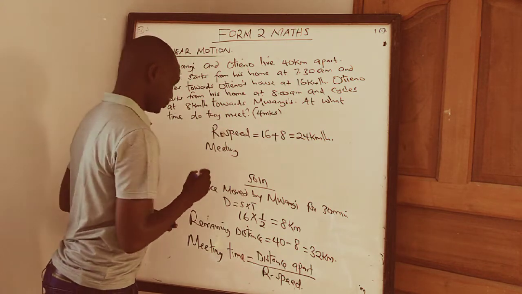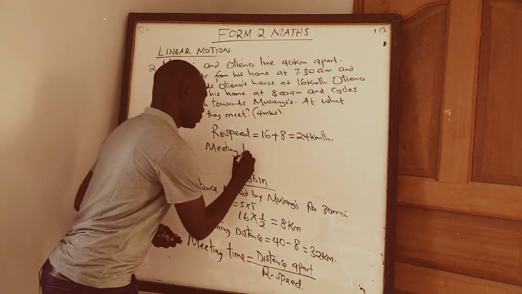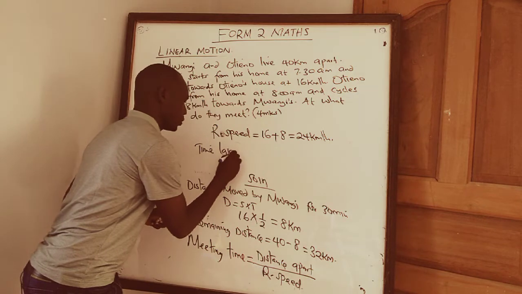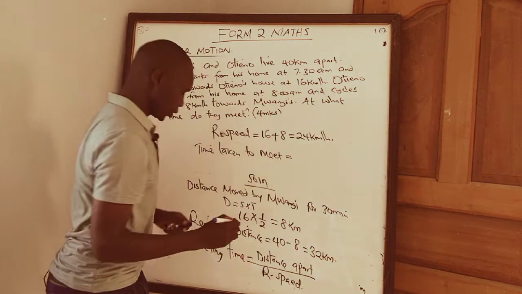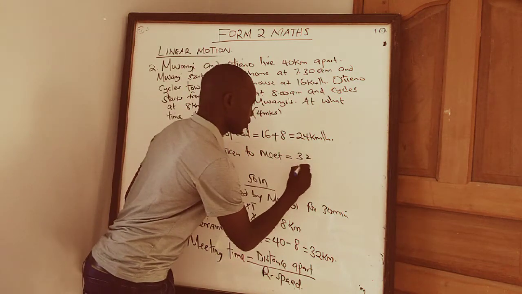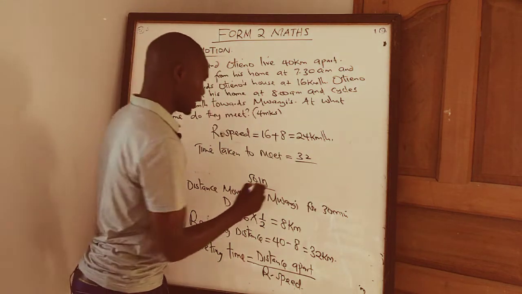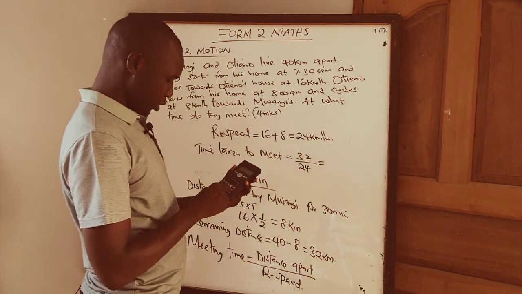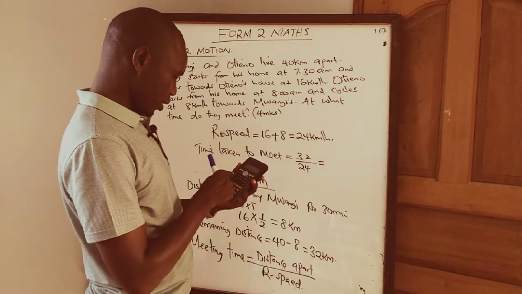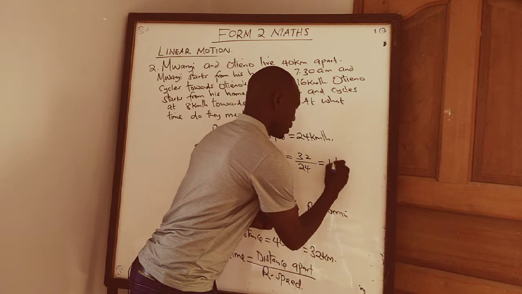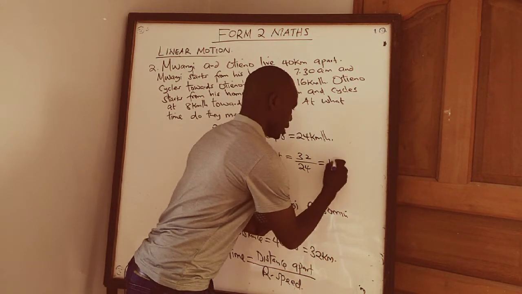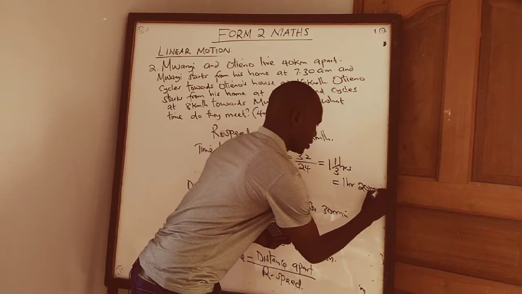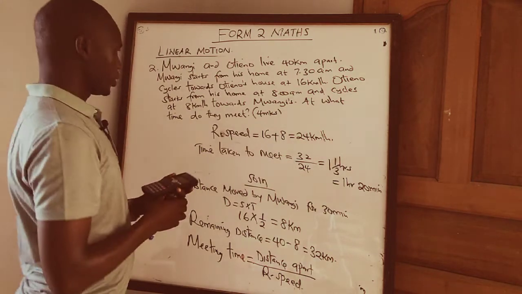From here, we are able to calculate the meeting time, or the time taken for them to meet. Time taken to meet is going to be equal to the distance apart, which is 32 kilometers. We have already worked out that. We divide by the relative speed, which is 24. Let us use the calculator. 32 divided by 24 gives us 1.33, which is 1 1/3 hours, which translates to 1 hour and 20 minutes, because a third of an hour is 20 minutes.